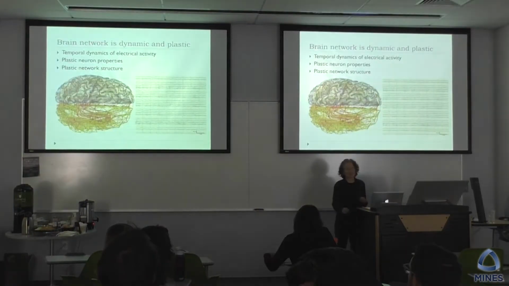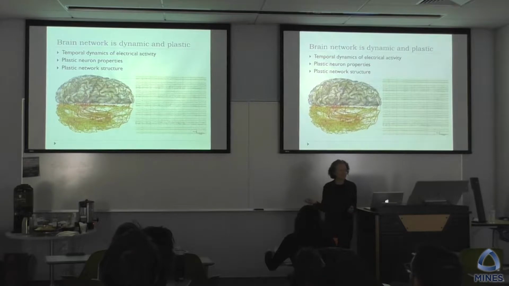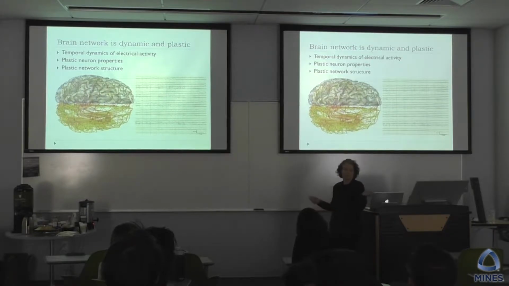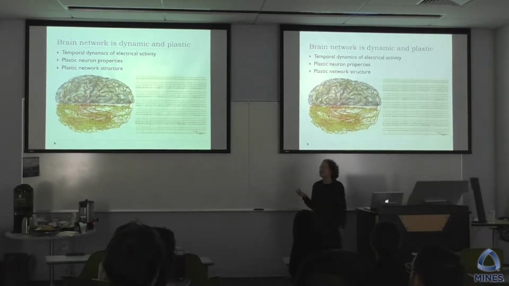If we think about the brain as a network of neurons connected together by synaptic connections, the power of the brain is that it's dynamic, with temporal dynamics and electrical activity, but it's also plastic, meaning that it can change. The actual properties of neurons can change, and the network structure, meaning which neurons are talking together and how effectively they talk together, changes as well.